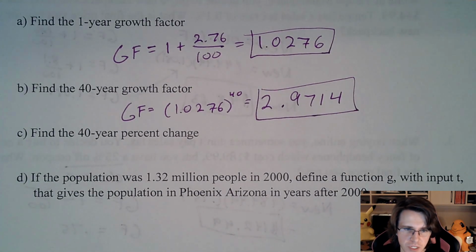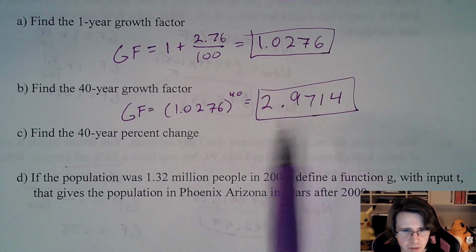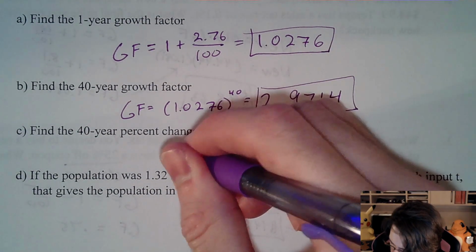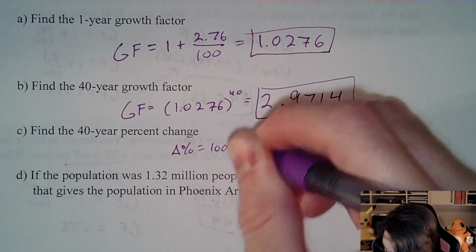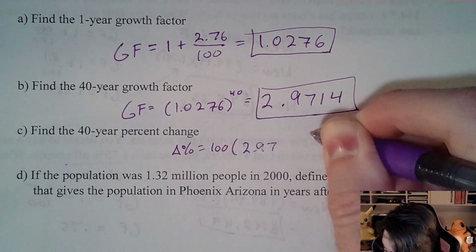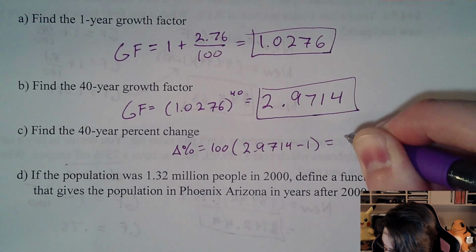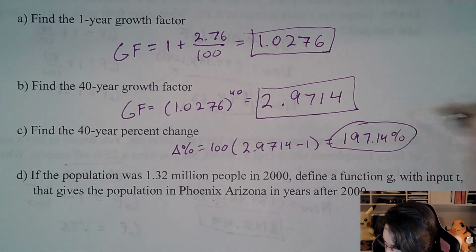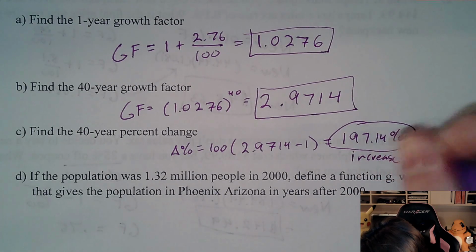Find the 40-year percent change. The 40-year percent change is how much the population has changed percentage-wise. Here, it basically says the population multiplied by 3 over the course of 40 years. But the actual percent change is going to be that change in percent formula, 100 times 2.9714 minus 1, and that's going to be 197.14%. So 197.14% increase. I forgot my word there.